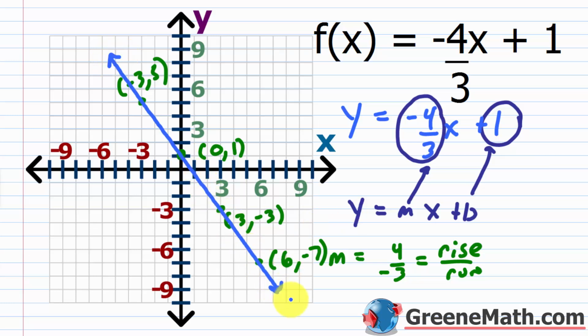Okay, and again, you want to put arrows at each end to indicate the line continues forever in each direction. And I'm just going to label it. I'll say this is f of x is equal to negative 4/3 x plus 1.